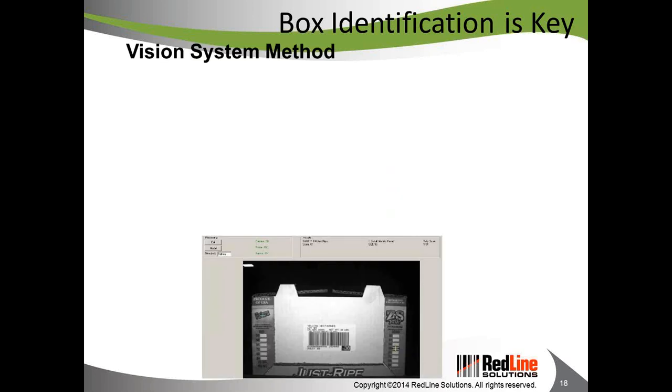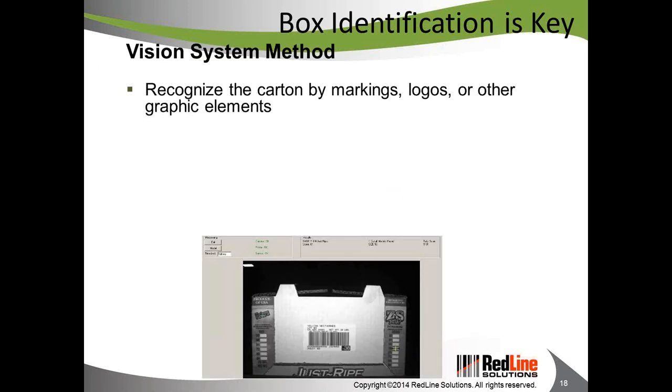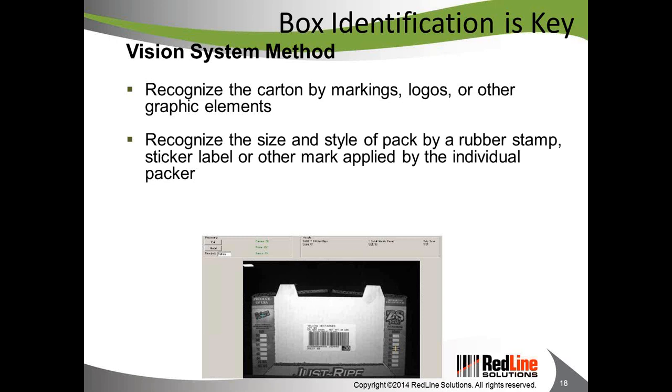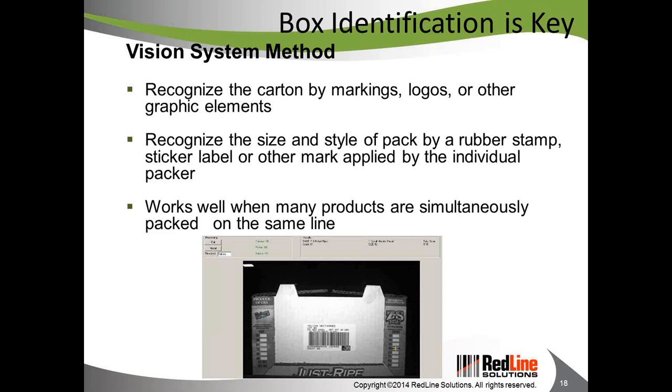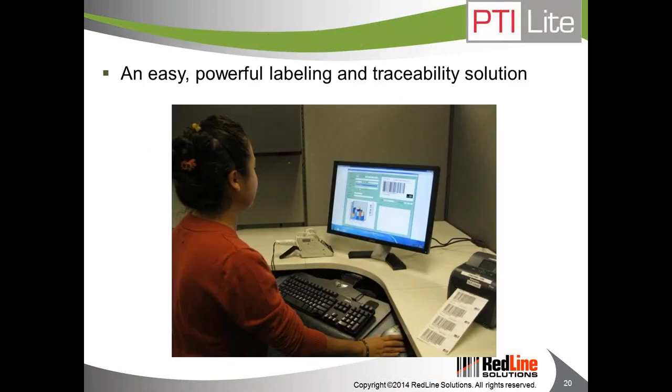If you don't have those two scenarios, you'll probably be using a vision system where we actually recognize markings on the pallet, which can be logos or other graphical elements, or the size and style may be stamped onto the box to help us give that visual cue to say what is the proper G10 to put on this. This works really well when you've got multiple products packed on the same line.